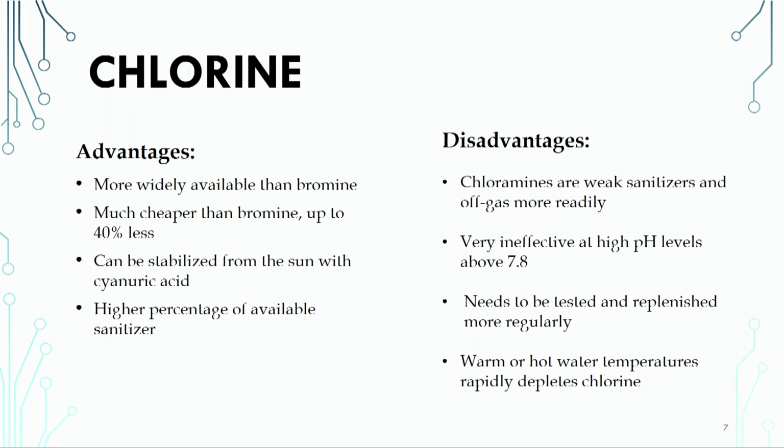Now that you kind of saw that there's chlorine and bromine as the most popular ones, we're going to talk a little bit about the advantages and disadvantages of each one, starting with chlorine. Some of the advantages of chlorine is that it's widely more available and it's also cheaper, as it's 40% cheaper to buy compared to bromine. It can also be stabilized from the sun with cyanuric acid. And then finally, there's just a higher percentage of available sanitizer for the whole body of water.